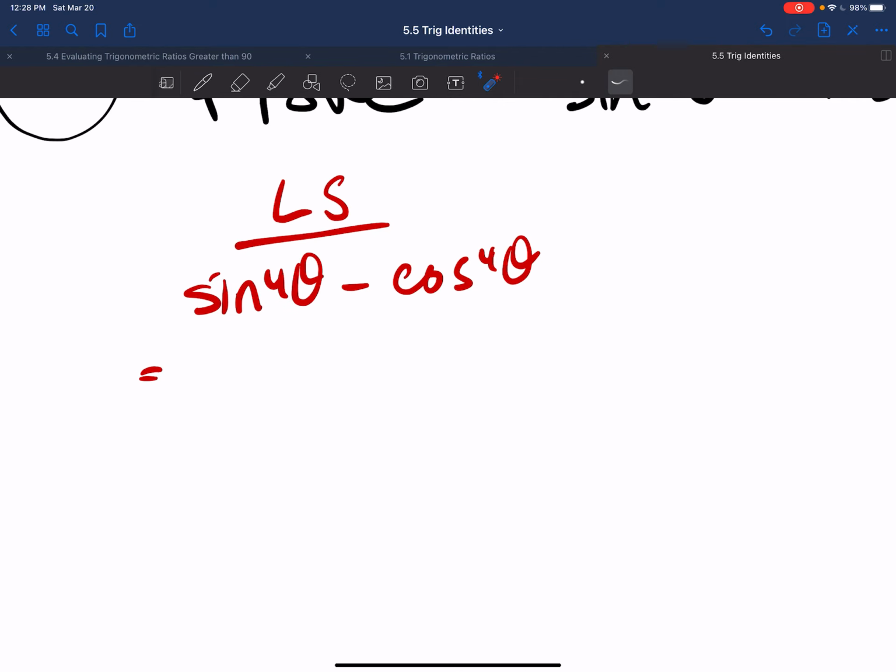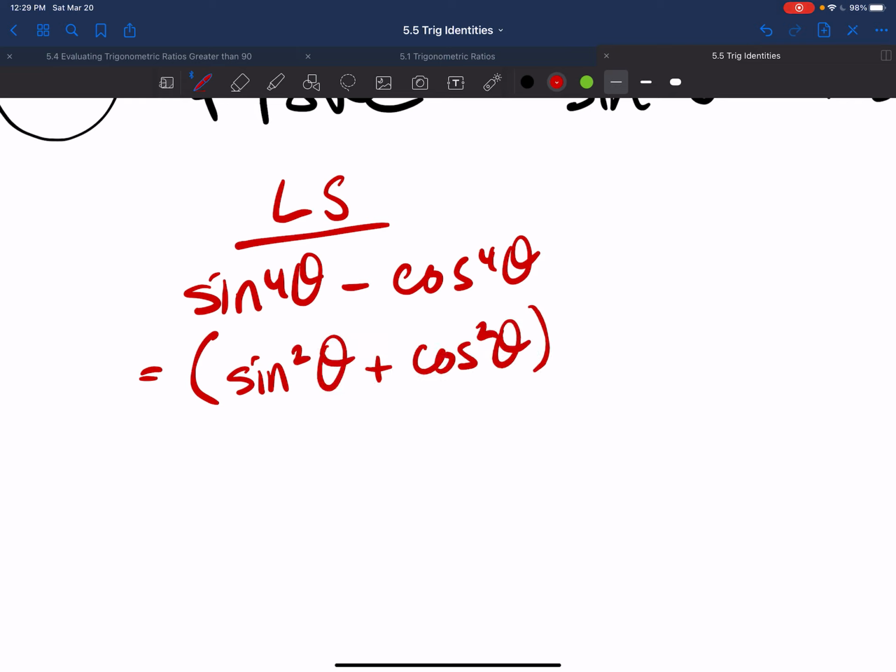All right, so I look at this and I think, I try to factor or simplify if I can. I can't simplify, they're not like terms, so I gotta try to factor here. And I have a perfect square minus a perfect square. So this is a difference of squares. So the sine squared theta plus cos squared theta times sine squared theta minus cos squared theta. All right, so I do that.